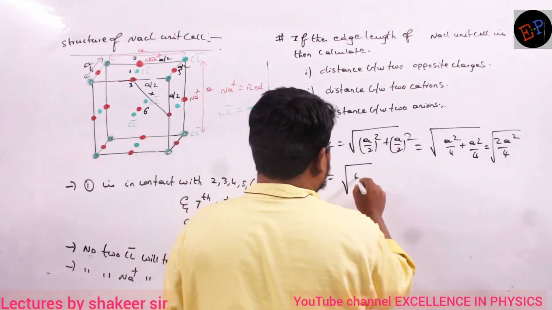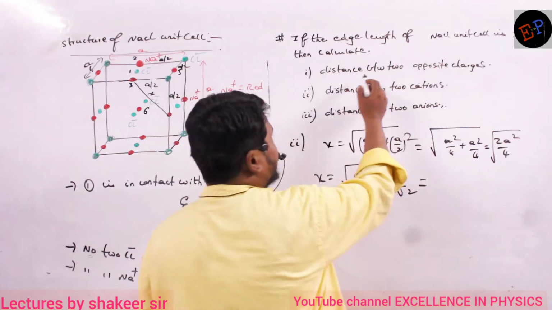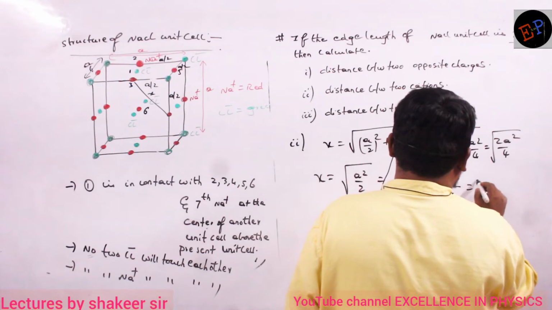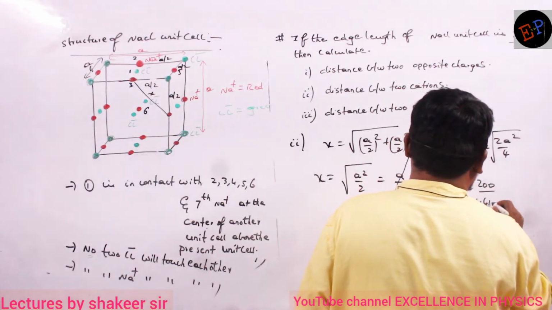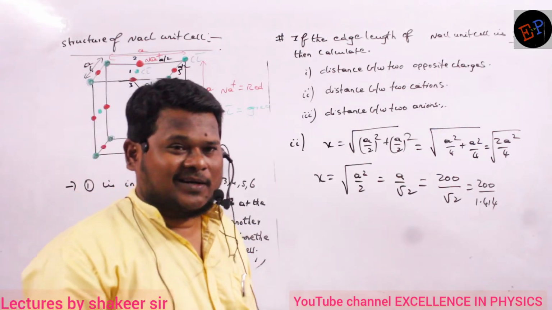So square root of a square by 2, therefore a by root 2. What is the a value given? The a value is 200. So 200 divided by root 2, so 200 divided by 1.414. That is the answer. Clear, no? So definitely it is not 20.